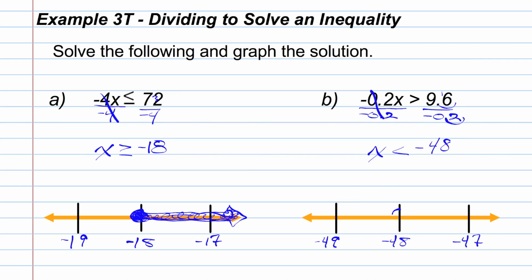This will be an open circle because there is no equal sign in there. And since it's a less than symbol, we will shade to the left. That's a pretty sad looking arrow, but I think you get the idea.